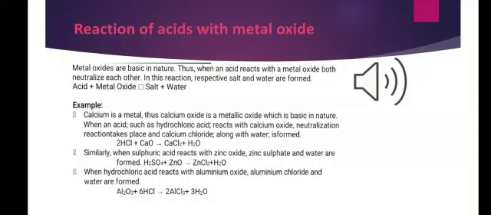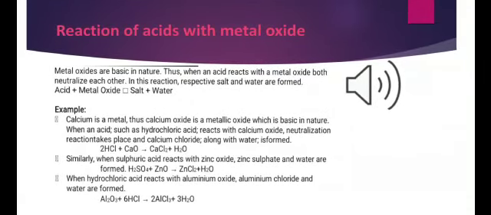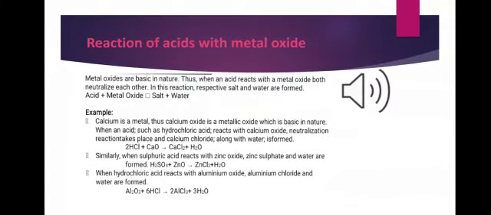Calcium is a metal, thus calcium oxide is a metallic oxide, which is basic in nature. When an acid, such as hydrochloric acid, reacts with calcium oxide, neutralization takes place and calcium chloride along with water is formed. Our acid HCl plus calcium oxide CaO, which is basic in nature, when they combine with one another, they form calcium chloride and water. Calcium chloride is the salt and water is the byproduct.